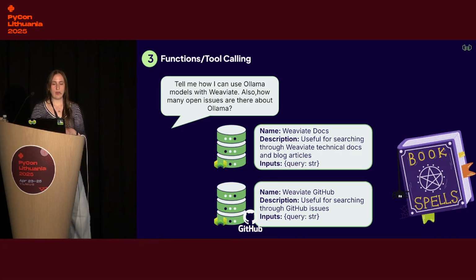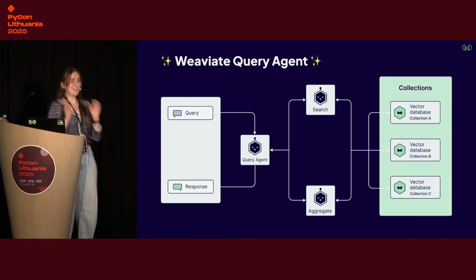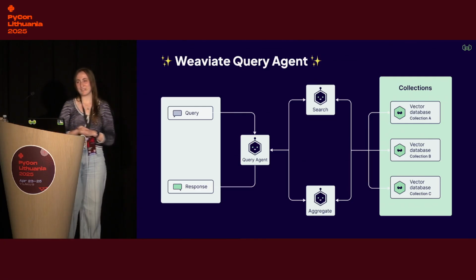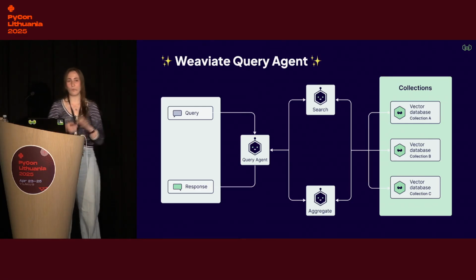So if I now have the question, tell me how I can use Ollama models with Weaviate, also how many open issues are there about Ollama, my model might be able to say, okay, here's the context I have. These are the two tools I have, and I should now make a plan as to which one to use when, and then I can combine the answers from both of those tools to provide the final answer to the user. So that sounds great, and this is basically what we set out to build at Weaviate for Weaviate collections.